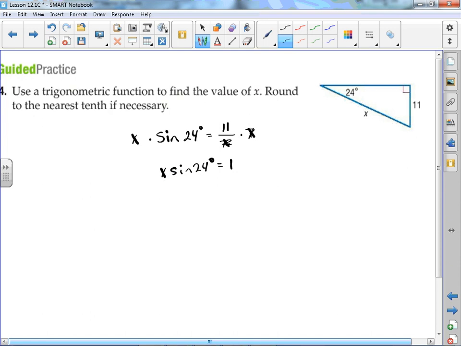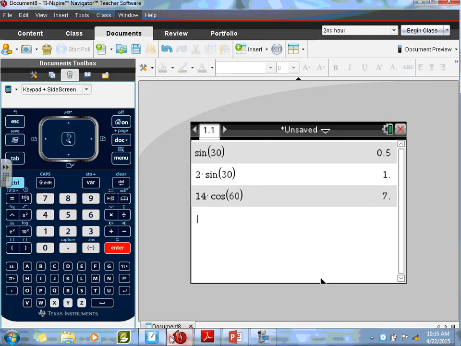Now I need to get rid of sine 24. Now we've divided both sides by sine of 24 degrees. These will cancel out. And that tells me that x is equal to 11 divided by sine of 24 degrees. Okay? So now we'll calculate that, not 1, but 11. Let's fix that. You can tell it's been a while since I've done one of these lessons. I'm a little bit rusty.